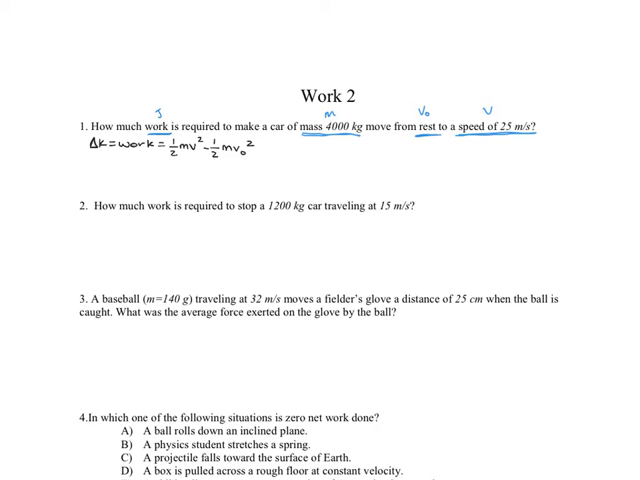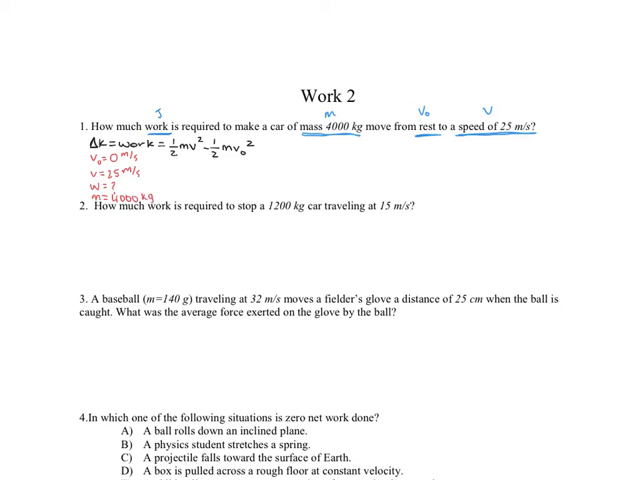1/2 mv squared minus 1/2 mv naught squared. The m stands for mass, the v squared stands for final velocity squared, and the v naught squared, which is v with subscript 0, stands for initial velocity. In this problem, we are given that v naught is equal to 0, v is equal to 25 meters per second, w for work is unknown, and mass is equal to 4,000 kg.